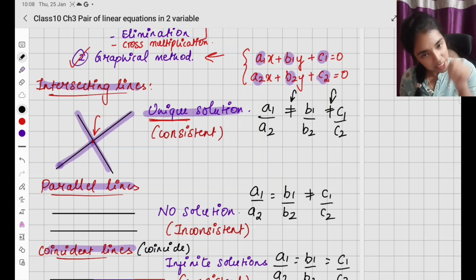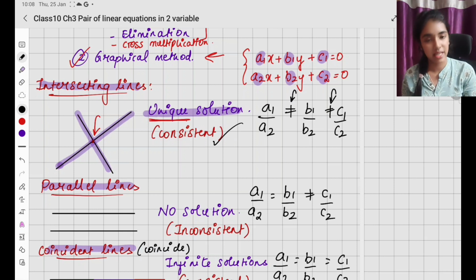So, இப்போ solution இருக்கா? Unique solution னா there is a solution. So, you call it கன்சிஸ்டன்ட். கன்சிஸ்டன்ட் தான் என்ன அர்த்தம்? சொல்யூஷன் இருக்கு. ஓகே, it has a consistent value, ஒரு வேல்யூ இருக்கு.